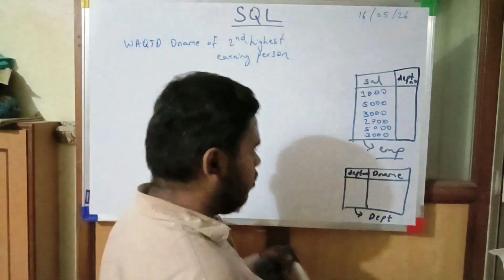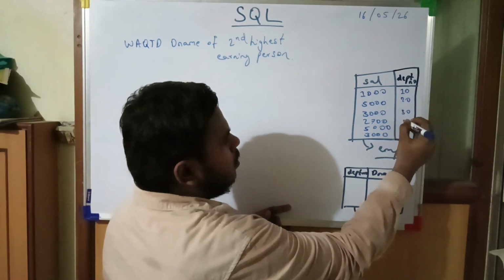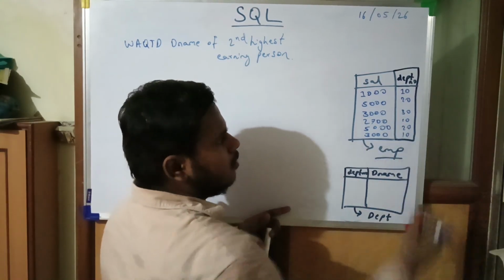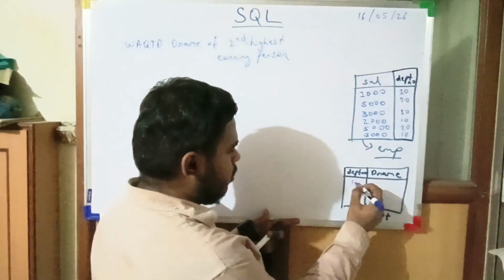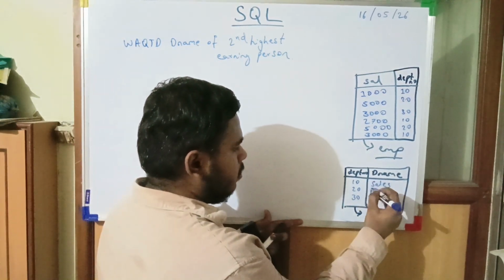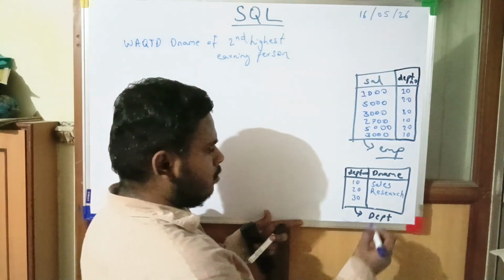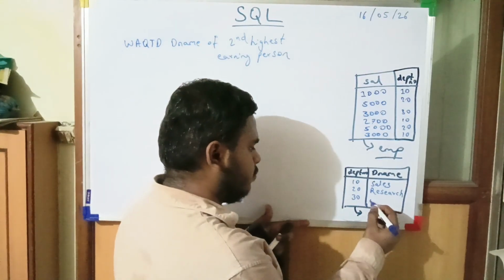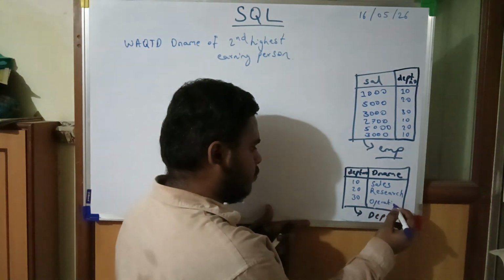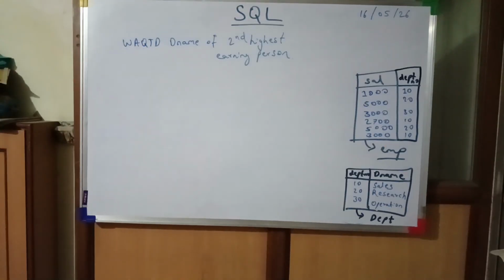Now here I'm inserting 10, 20, 30. Sales, research, operation. So the first table is the EMP table. In the EMP table, there are two columns, salary and department number. And in the DPT table, there are two columns, department number and DNAME.